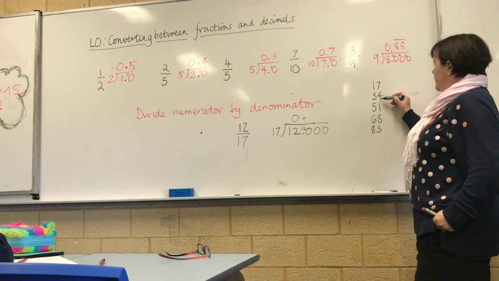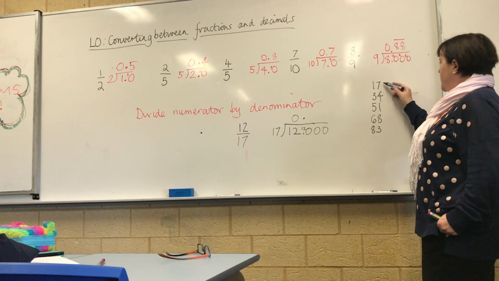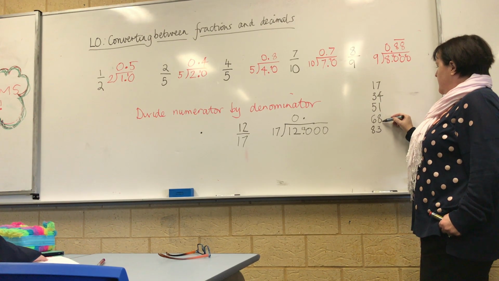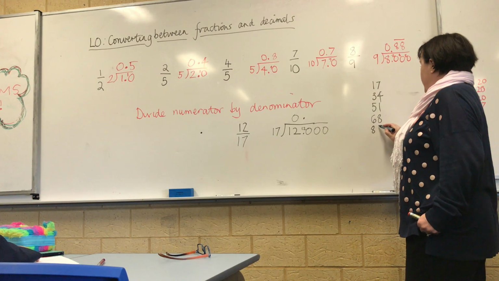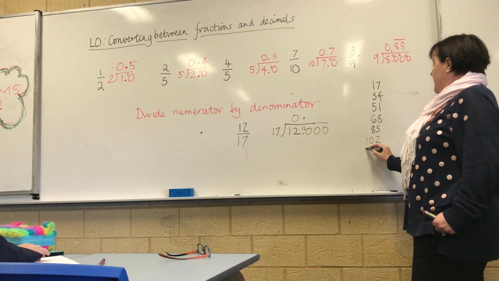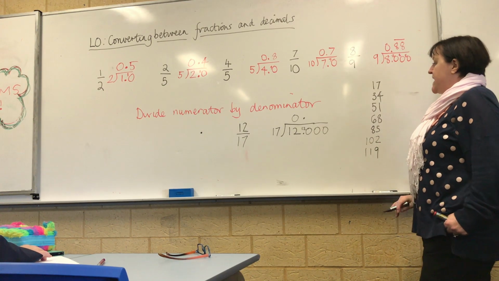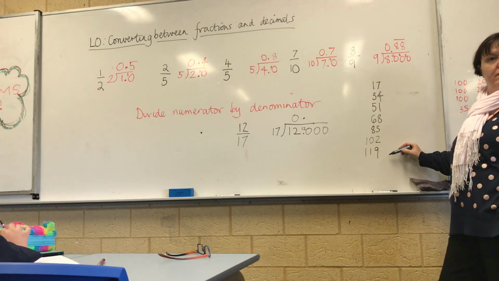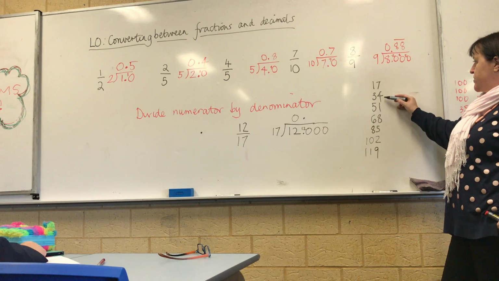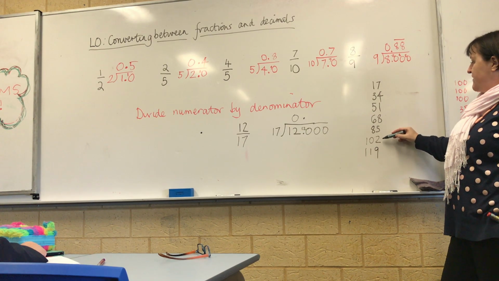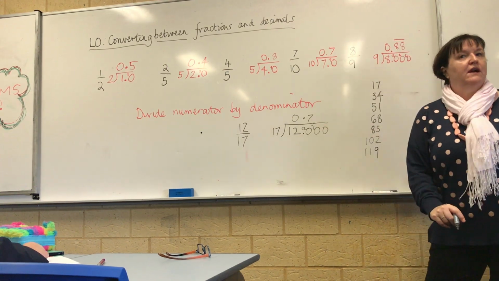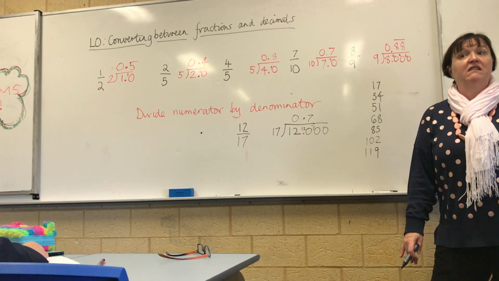Is that right? No, it can't be. 34, 51, 17. Oh, I've only added 15. It should be 85. Yeah, and then it's 102 and 119. So how many? 7. So 1, 2, 3, 4, 5, 6, 7. 7 remainder 1. How many 17s in 10?